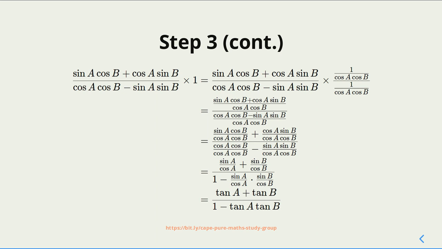Recall that tan A or tan x is equal to sin x over cos x. So it follows that sin A over cos A would get us tan A as the first term in the numerator, and sin B over cos B would get us tan B as the second term in the numerator, and sin A over cos A would give us tan A, and sin B over cos B again would give us tan B, so we get tan A times tan B as the second term in the denominator. Well, this is the result we were required to prove. So this completes the proof and the question.